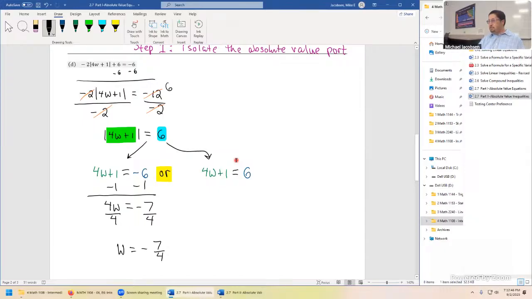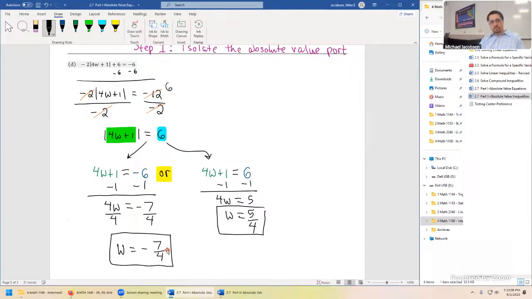Then just duplicate those steps. Subtract 1. 4w is equal to 5. Divide by 4. w equals 5/4. So there are lots of ways to write your answers. I have 2 answers. This time I'm just going to box them up.